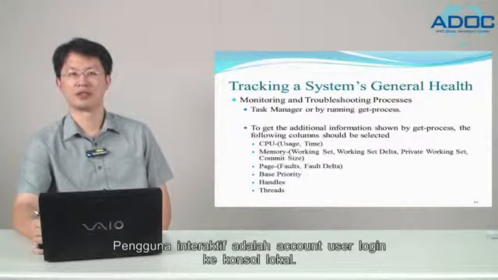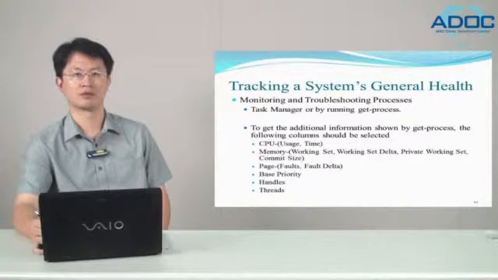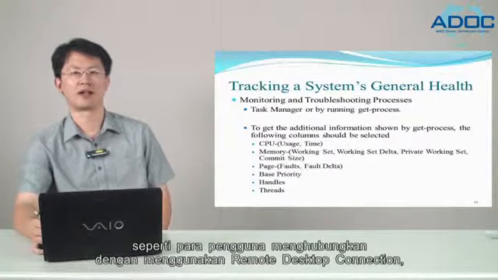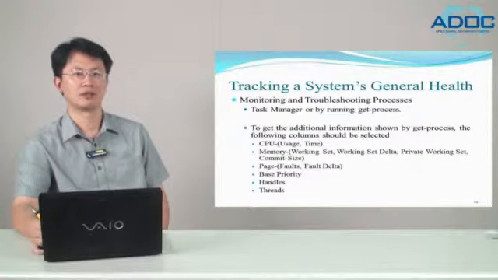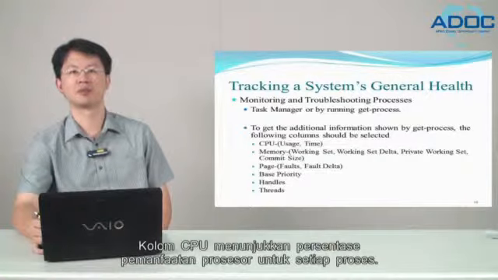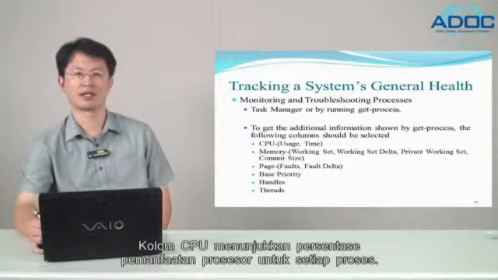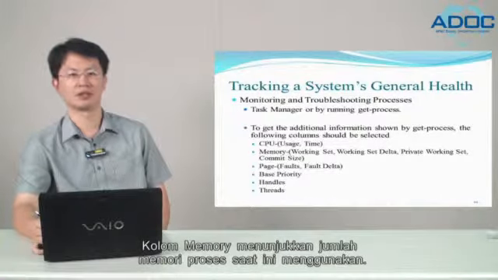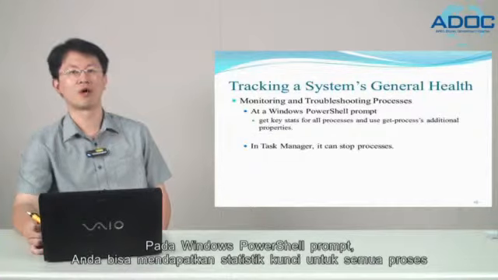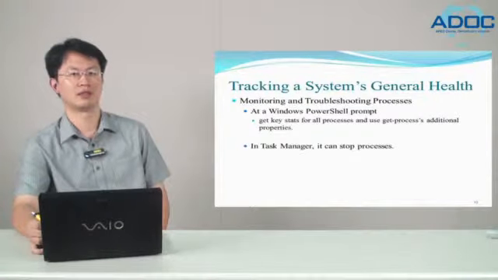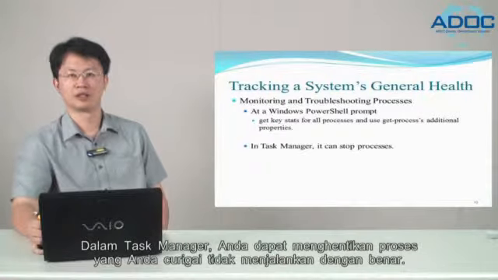The interactive user is the user account logged onto the local console. If you don't want to see processes from remote users, such as those users connecting by using Remote Desktop Connection, clear the Show Processes from All Users checkbox. The CPU column shows the percentage of processor utilization for each process. And the memory column shows the amount of memory the process is currently using. At the Windows PowerShell prompt, you can get key stats for all processes and some interesting additional properties you can use with Get-Process. In Task Manager, you can stop processes that you suspect aren't running properly.